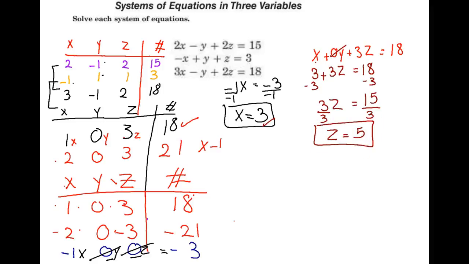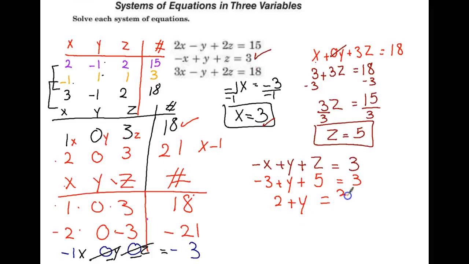Okay, since now you have x and z, you need to go back to your original equations, and it could be any of these three equations. So I'll choose the second one just because it's easy. So it'll be negative x plus y plus z equals 3. Now I know that x is 3 and z is 5, so negative 3 plus y plus 5 equals 3. Okay, we need to simplify and solve for y. So 5 and negative 3 is just 2, plus y equals 3. Subtract 2 from both sides.